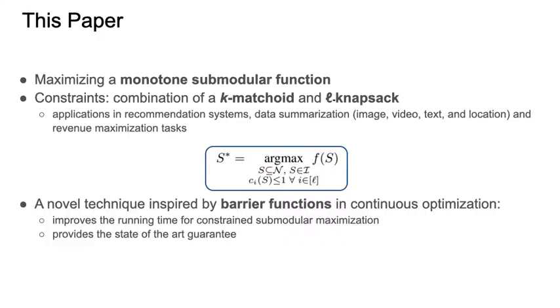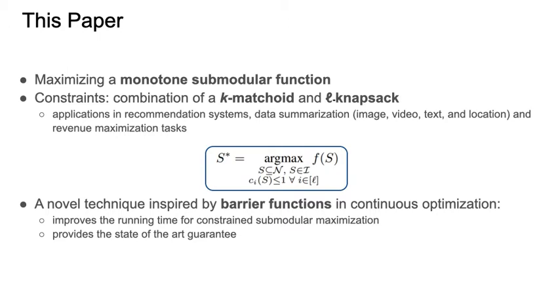Our primary goal is to maximize a monotone submodular function subject to a combination of a k-matroid and l-knapsack constraints. This problem has applications in recommendation systems, data summarization, and many other tasks. We want to show how discrete barrier functions manifest themselves in constrained submodular maximization.